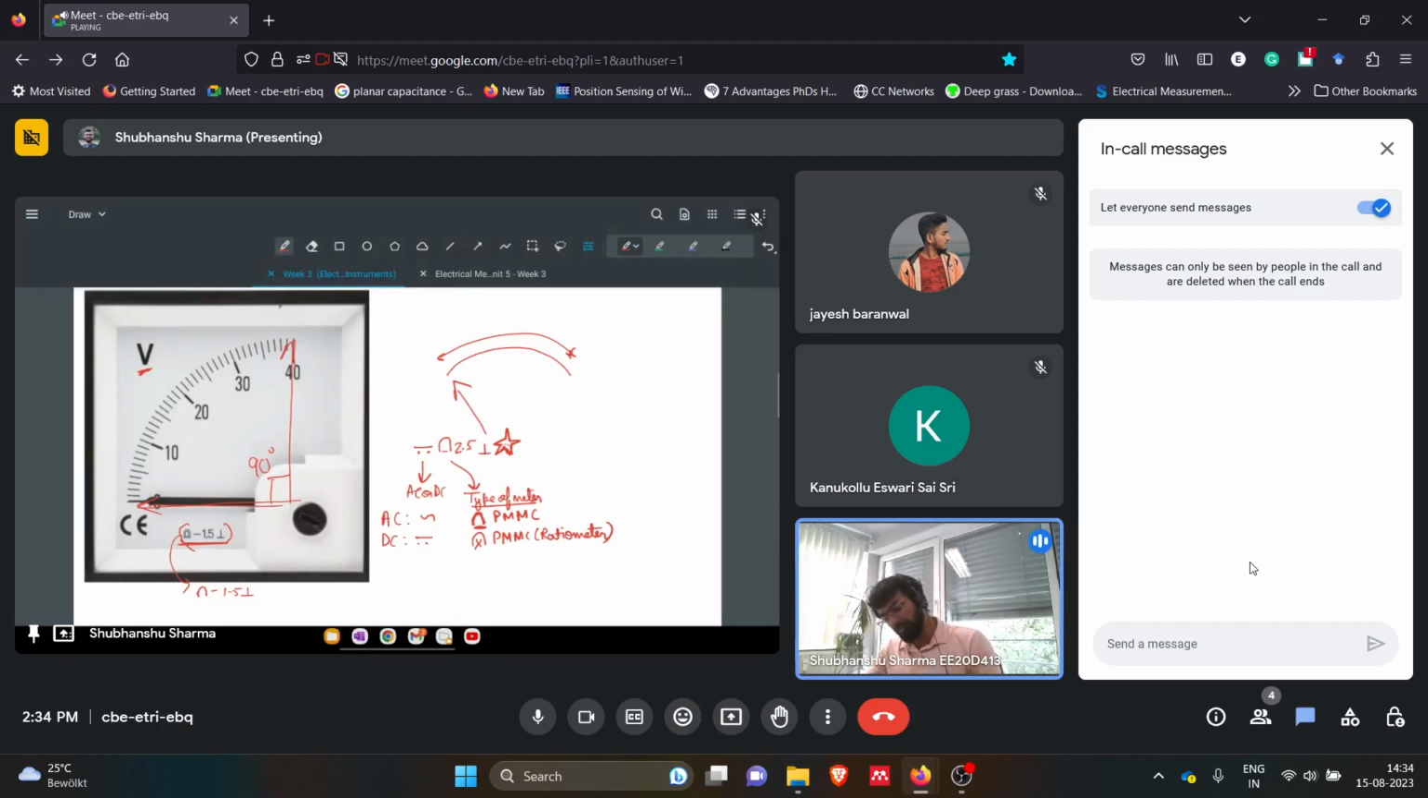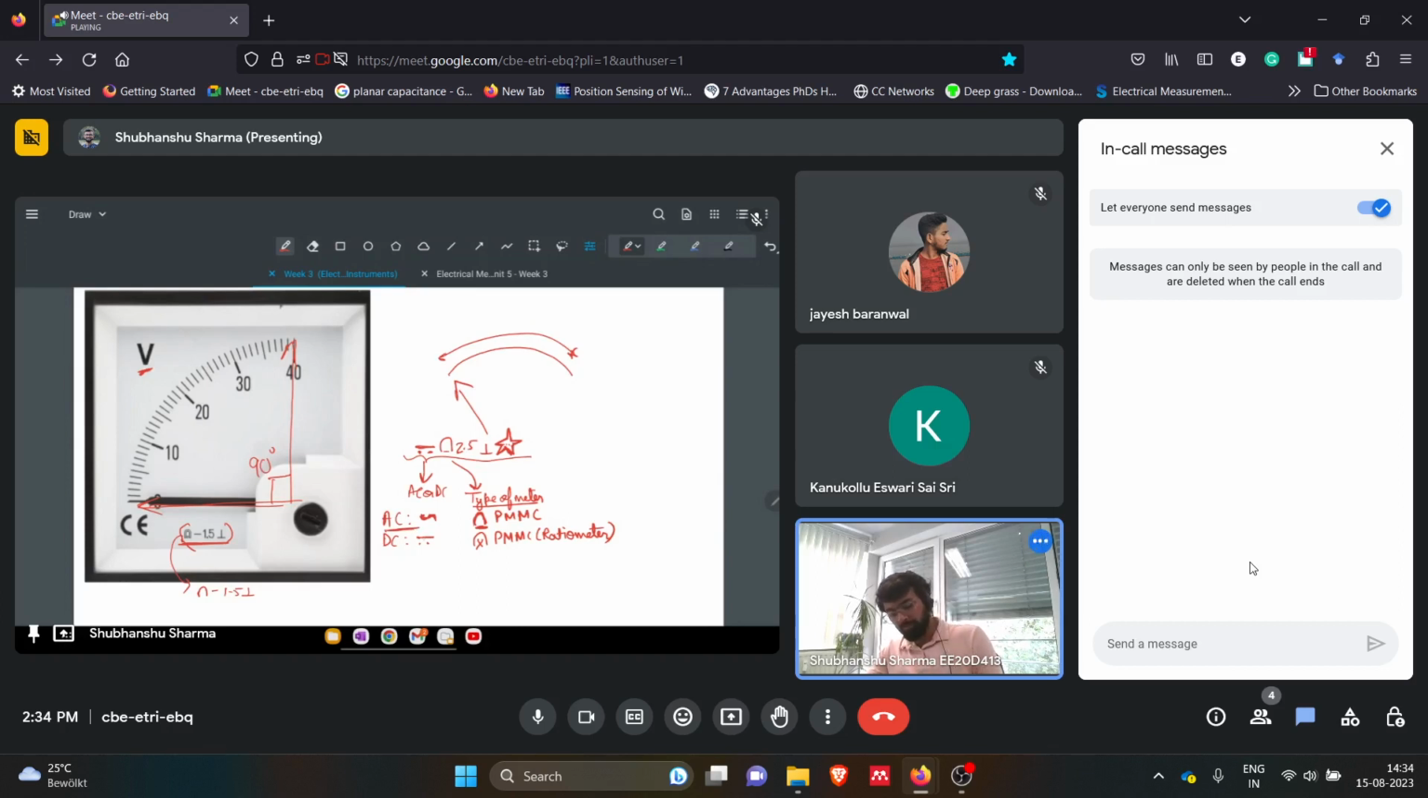These symbols contain a lot of information about what that meter is, and I was talking about that. If we see such symbols, like if we have a dash, or if we have a wave-like symbol, that means it is an AC type meter, that it can measure AC.